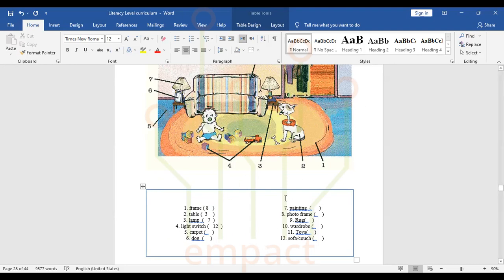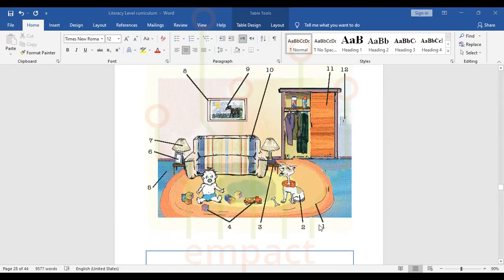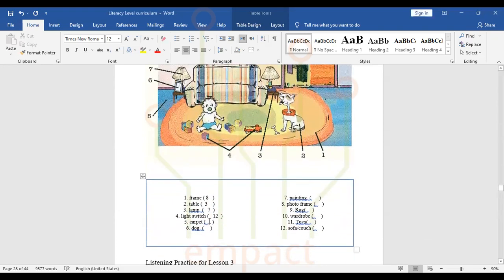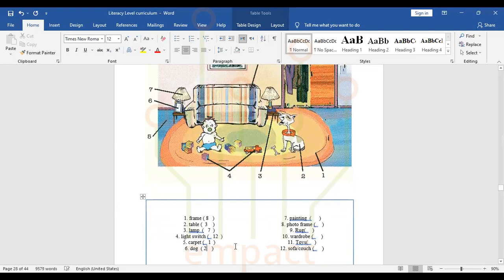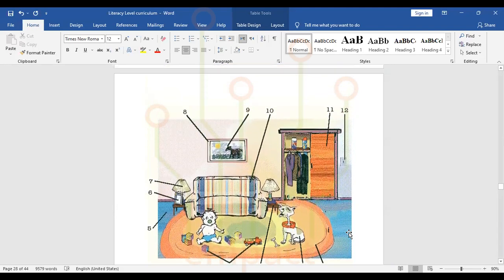Carpet. Yes, Shahin? Yes, teacher, carpet is number 1, all right? That's correct. After carpet, we have dog. Dog is quite clear. Yes, Hamdia? Number 2. After dog, we have painting. Which one is the painting? Yes, Shahin? Number 9, this one. Yeah, this is a painting.